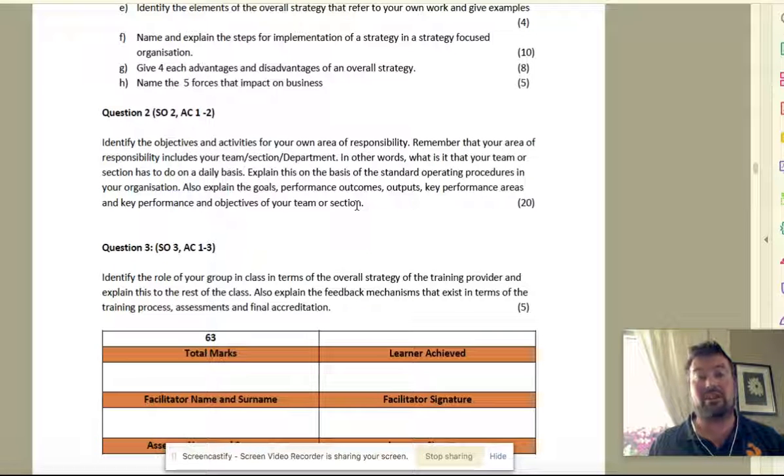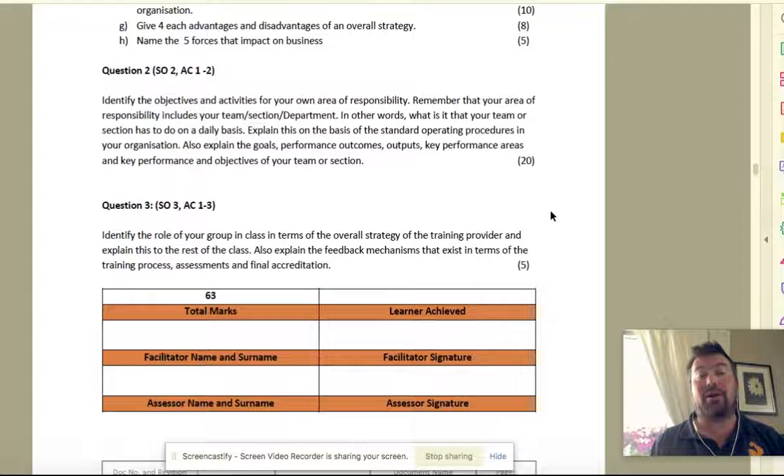So what areas do you guys focus on in terms of guidelines? The goals, the performance outcomes, the targets, the key performance areas, the key performance objectives of your area. So just flesh it out as much as you possibly can. Then identify the role of your group in class in terms of the overall strategy of the training provider and explain this to the rest of the class.